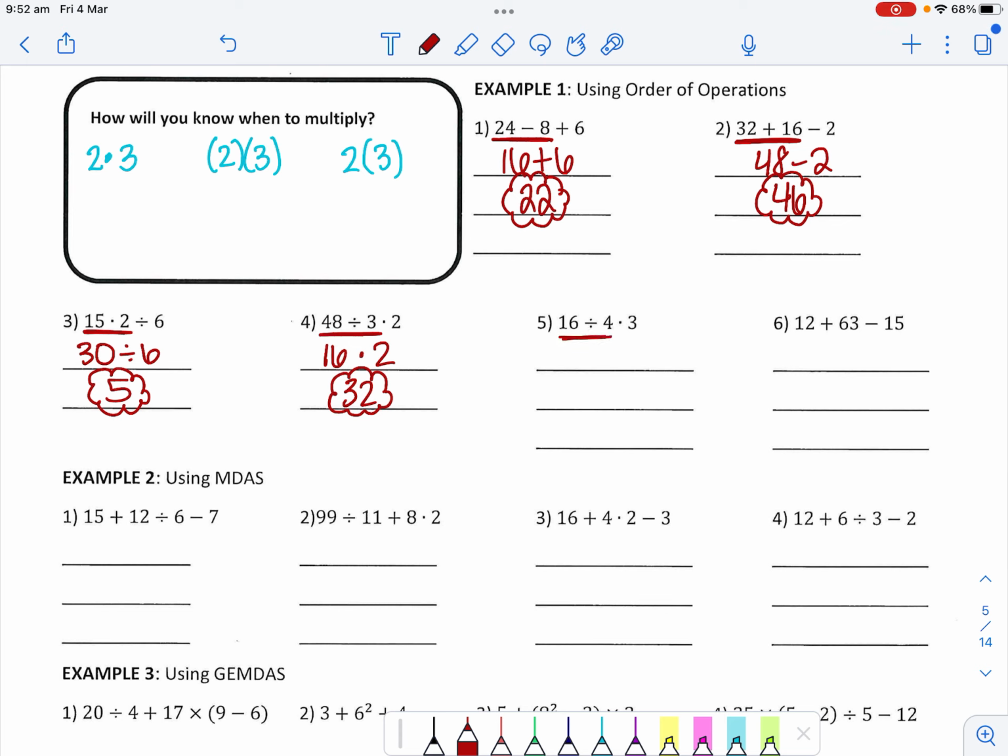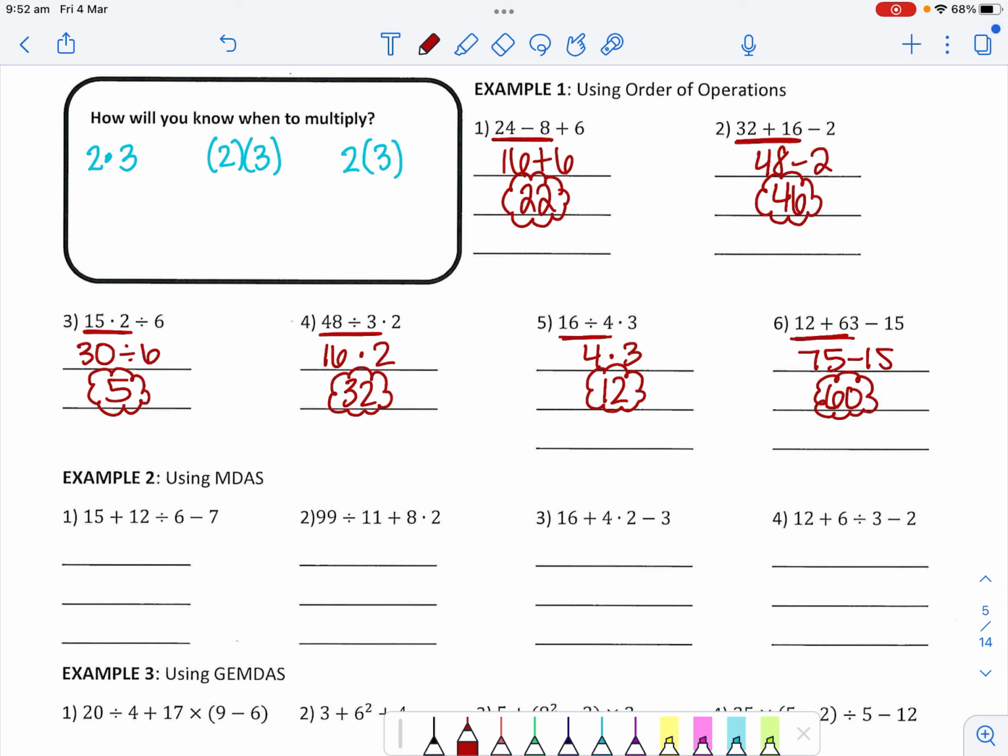16 divided by 4 is 4 times 3. 4 times 3 is 12. Last one is going to be back to addition and subtraction. So 63 plus 12 is 75, minus 15 is going to be 60.